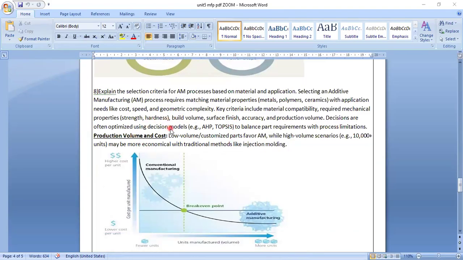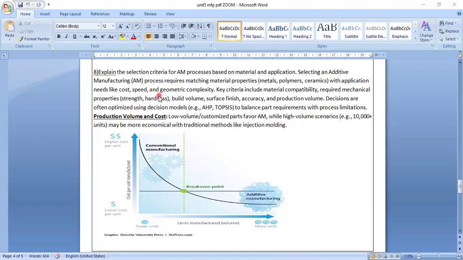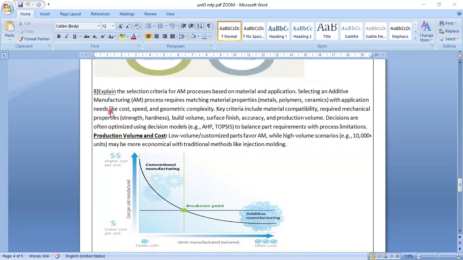Eighth question, if I am taking, explain the criteria of additive manufacturing process based on the materials. The definition is saying here, you are having units of manufactured volume, break-even analysis. Conventional manufacturing is here, break-even analysis. Additive manufacturing is here. So cost per unit manufactured is there: higher cost per unit, lower cost per unit. So low cost only for these products. More units are produced here, fewer units are produced in the older ideas. So additive manufacturing, in the diagram you can see. Okay, so what is happening here?